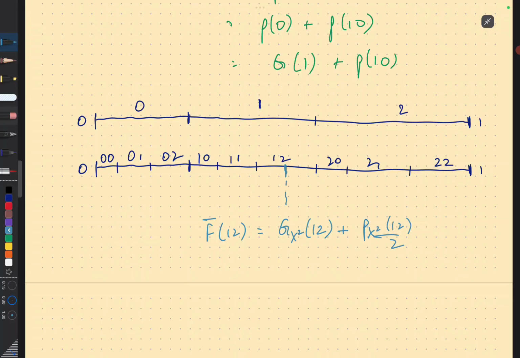And now you truncate F bar of 1 2 to within a certain number of bits, while making sure that whatever you get is guaranteed to lie somewhere in this range over here.